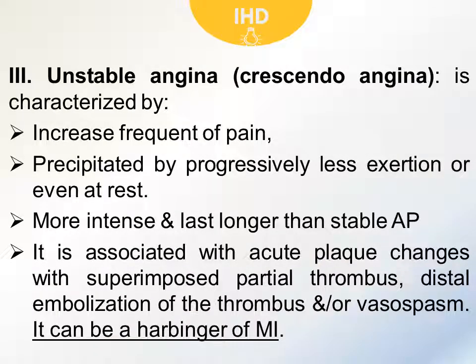Thirdly, we have the unstable angina, which is also called crescendo angina. It's characterized by increased frequency of pain, precipitated by progressively less exertion or even at rest, more intense and lasting longer than stable angina pectoris. It is associated with acute plaque changes with superimposed partial thrombus, distal embolization of the thrombus, and/or vasospasm. It can be a harbinger of myocardial infarction.